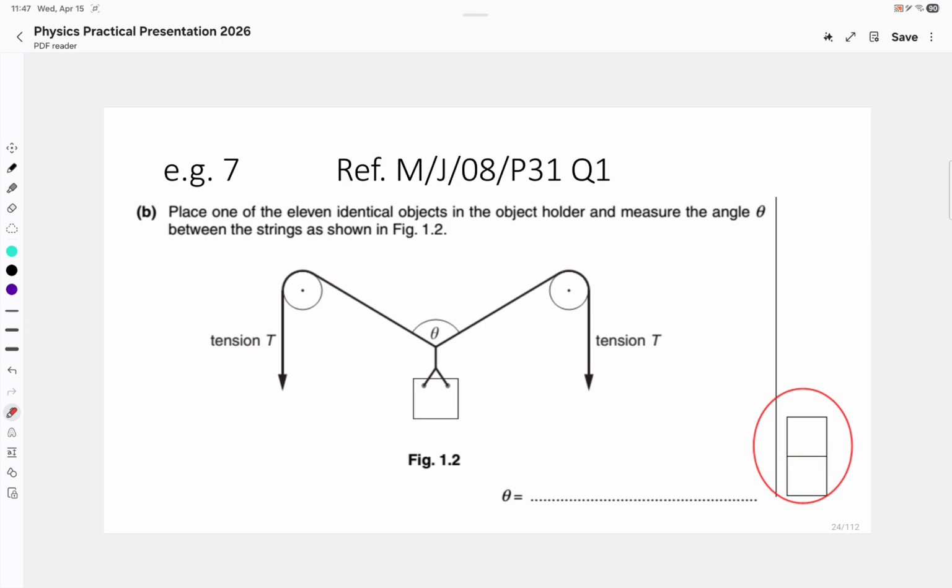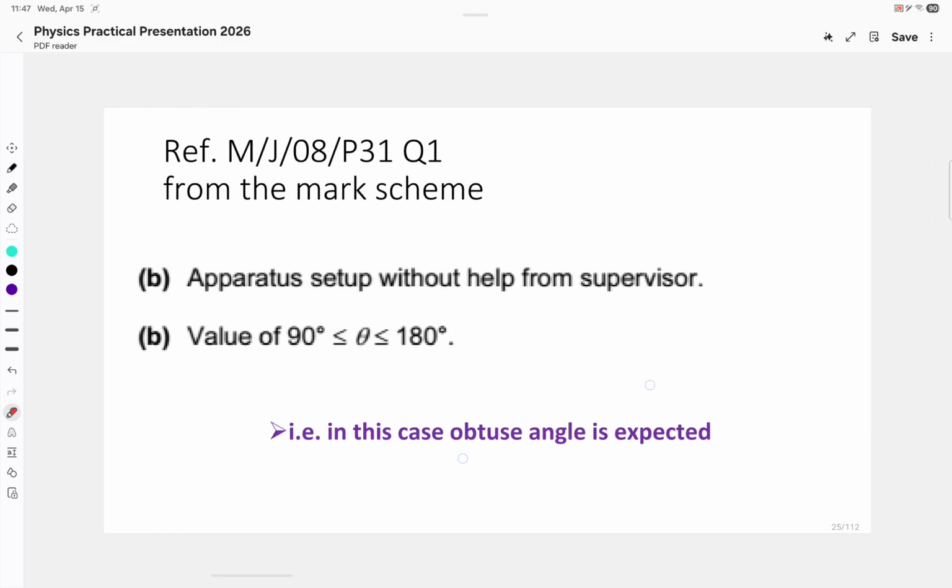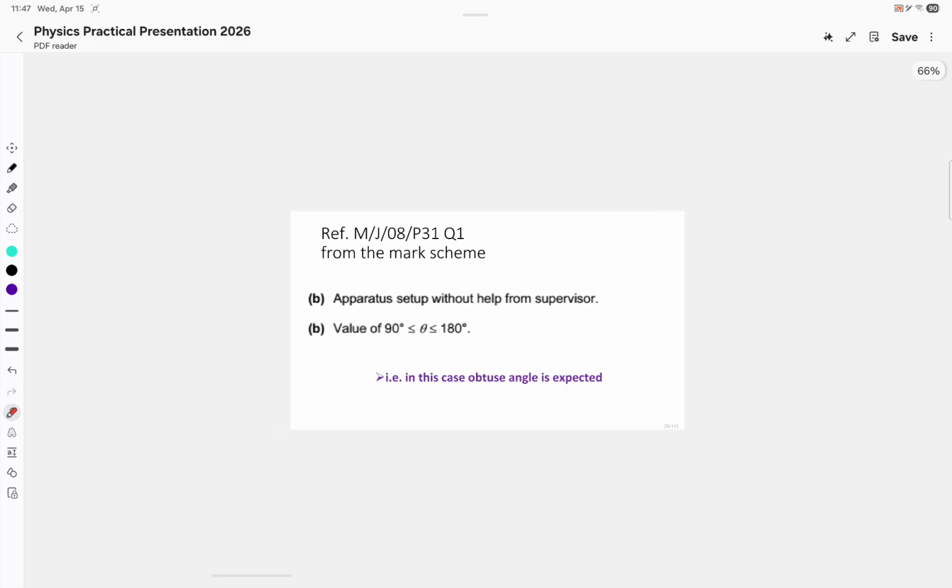The question is how you will get all the 2 marks for this activity. Let's see what the mark scheme suggested here for this particular part. Apparatus setup without help from the supervisor. Value of angle between 90 to 180, any value, because in this case we are expecting an obtuse angle.